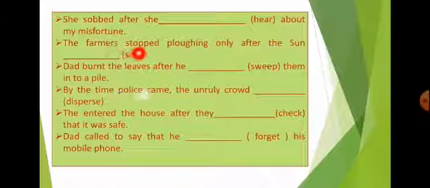The farmer stopped plowing only after the sun set. In this sentence, we will underline stopped, that is the past tense verb.